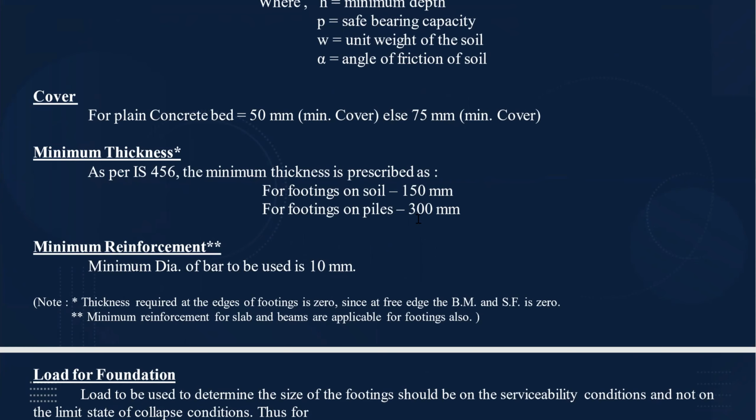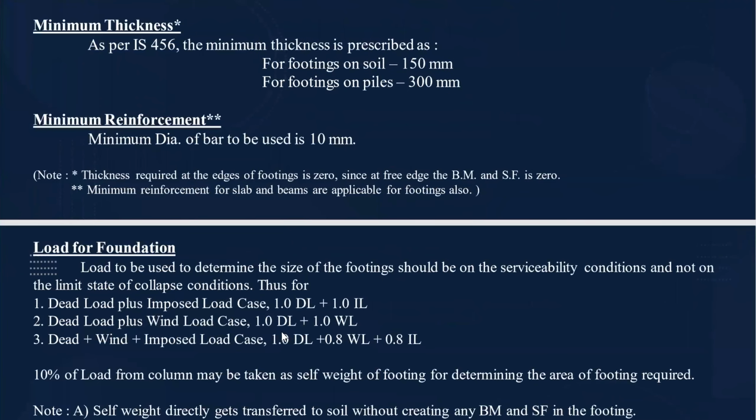And the minimum reinforcement: the minimum diameter of the bar that can be used is 10 mm. The two important things that you need to focus on is that the thickness required at the edges of the footing is 0. So at free edge, the bending moment and shear force is considered to be 0. And the minimum reinforcement for the slab and beams are applicable for footings as well.